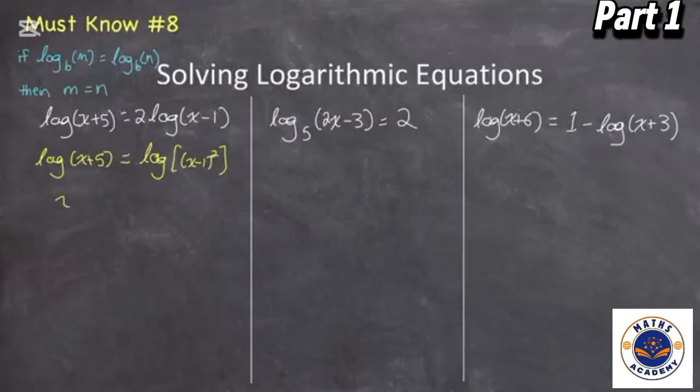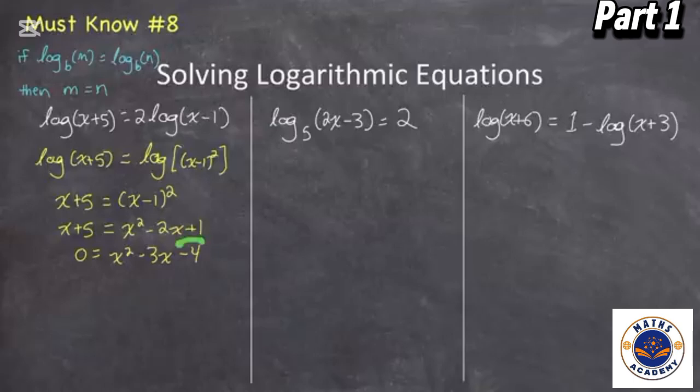So I can say that x plus 5 would have to equal x minus 1 squared. And now this is just a quadratic equation to solve. Let me expand the right side. X minus 1 squared. We do x minus 1 times another x minus 1. That would be x squared minus 2x plus 1. Rearrange this to set it equal to 0. And then I can factor this quadratic by finding numbers that multiply to -4 and add to -3. The numbers that satisfy that product and sum are x minus 4 and x plus 1.